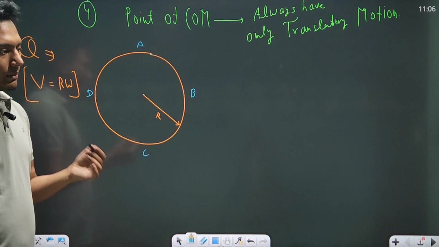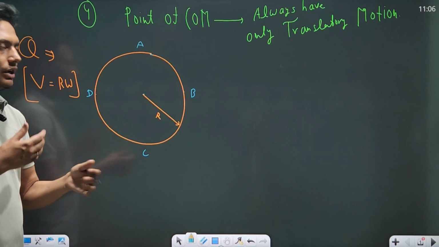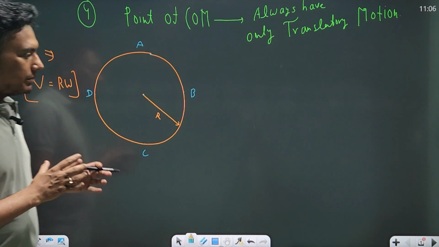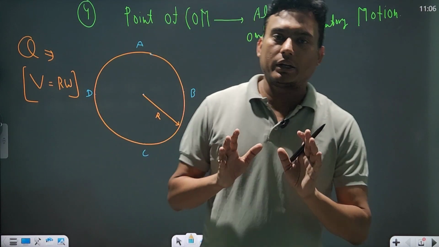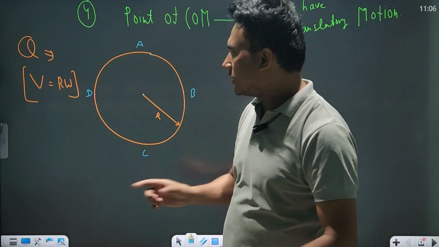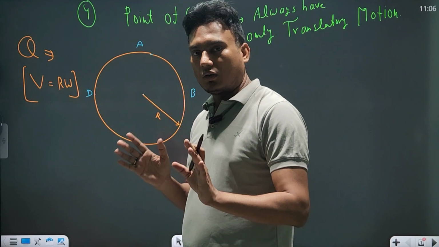And the pure rolling condition is applied, or in the question it is already mentioned no slipping. What is the meaning of no slipping? No slipping means pure rolling, with the platform at rest. So my dear, we can use the condition v equal to r omega.